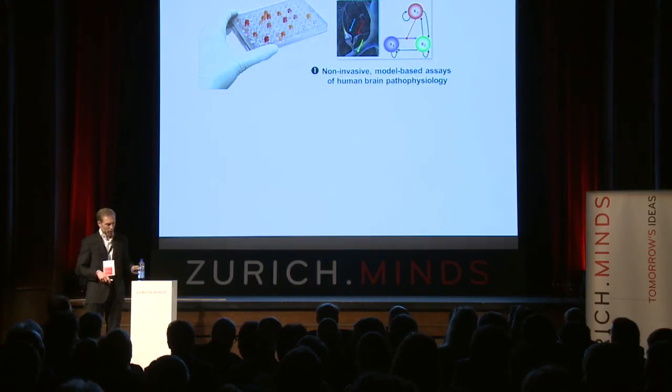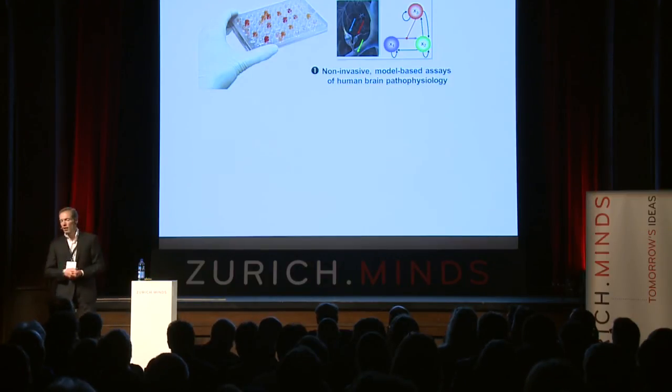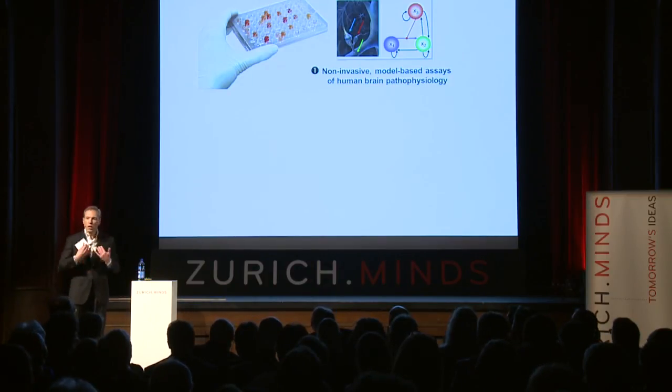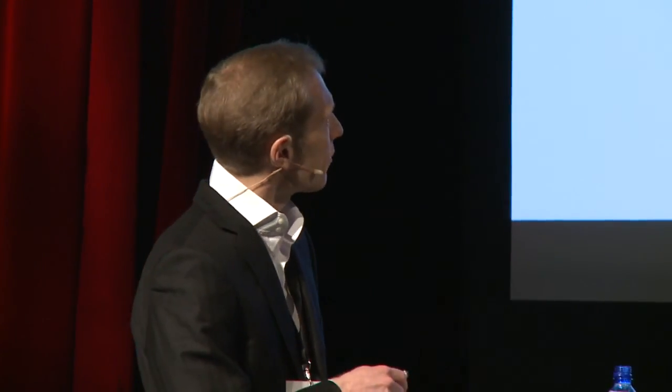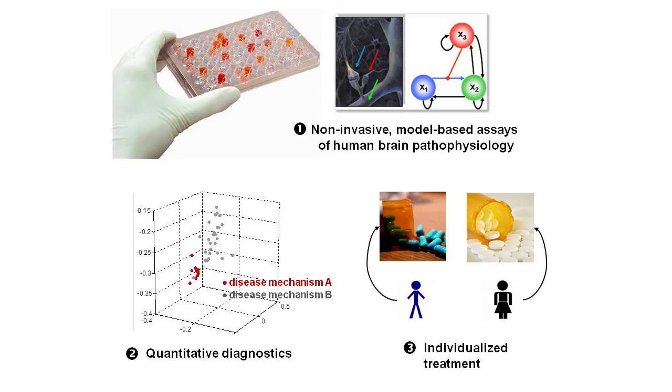If you get a good model, of course, that's always contingent on your model. But what I have shown here can be summarized in one slide. What we are trying to do with this approach, which I call translational neuromodeling, harnessing the power of computational modeling, bringing them into the clinical application domain, we hope that we will establish non-invasive assays of human brain pathophysiology that will enable quantitative diagnostics and hopefully at some point individualized treatment.